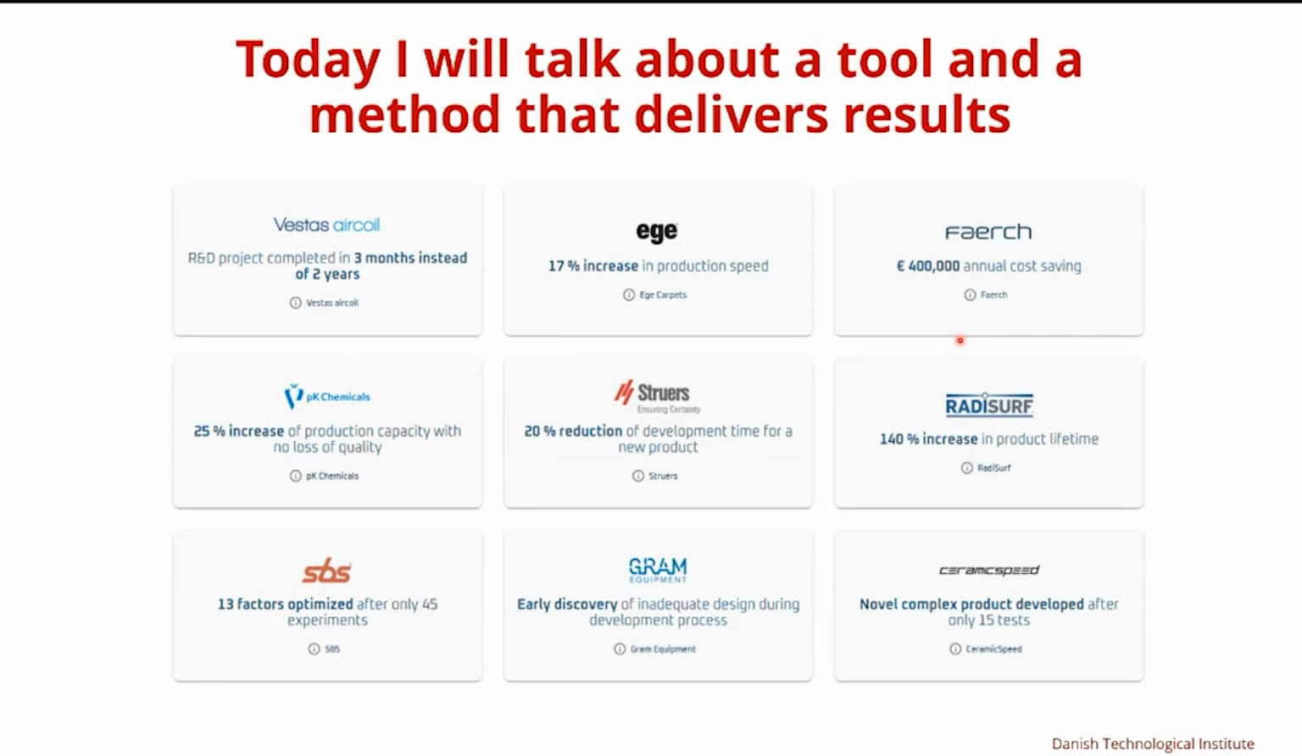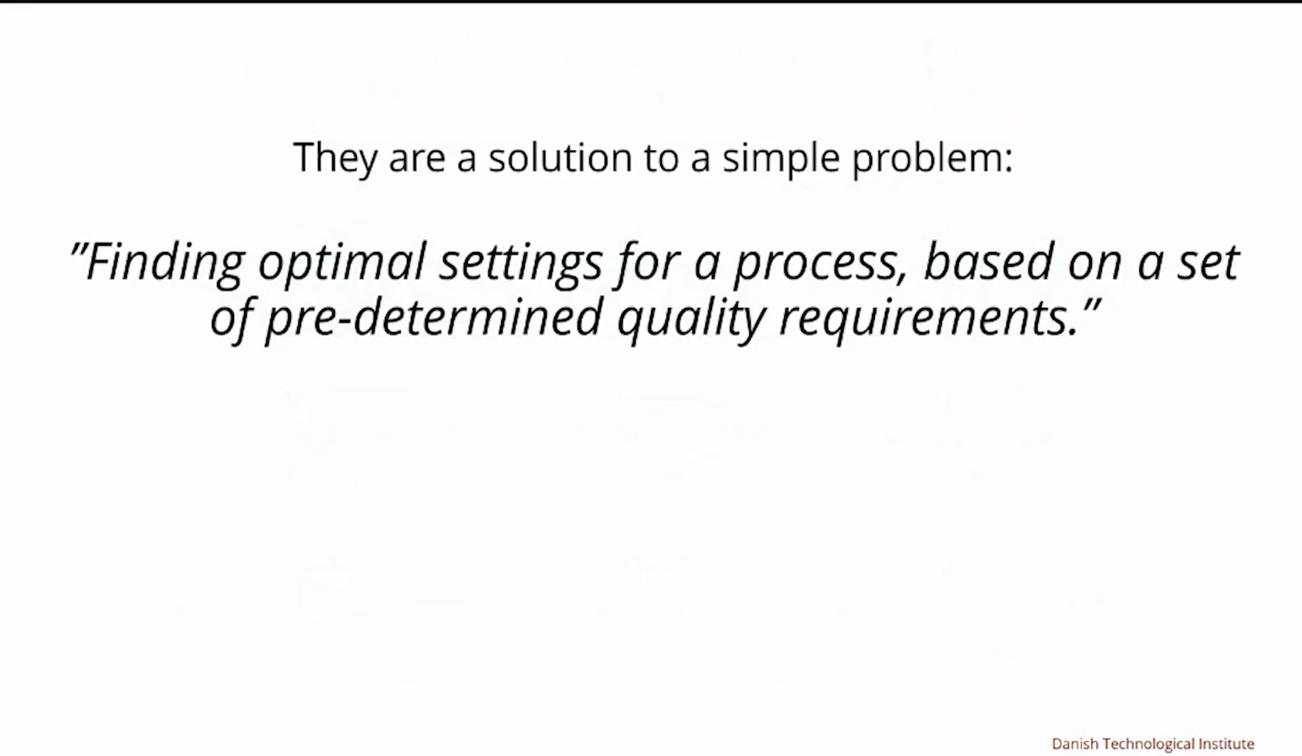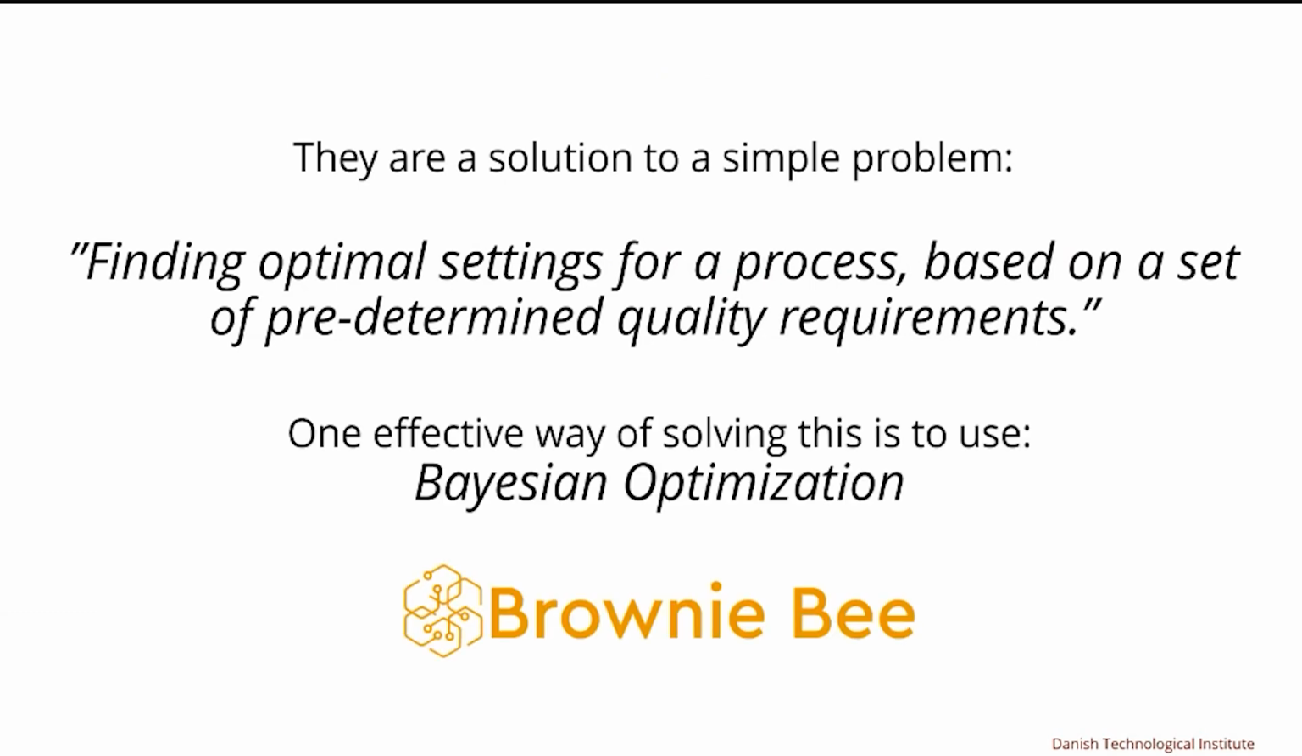The tool and the method are, in combination, a solution to a relatively simple problem: finding optimal settings for a process based on a set of predetermined quality requirements. And that's a problem that's very easy to state and hard to solve in practice, as I'm sure you know if this webinar has relevance for you. I'll be talking about one effective way of solving this problem, which is to use Bayesian optimization with the tool Brownie Bee. That's the topic of today.